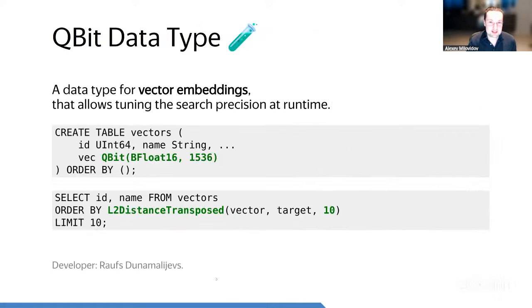And this new feature, which is an experimental feature, is especially interesting. A new data type named QBit. QBit sounds very smart. It's something about quantum physics, but actually it means something else.